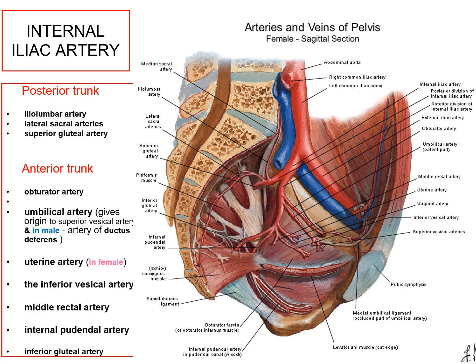The internal pudendal artery leaves the pelvic cavity through the greater sciatic foramen, inferior to the piriformis muscle. In association with the pudendal nerve, it passes laterally to the ischial spine and then through the lesser sciatic foramen to enter the perineum. It is the main artery of the perineum.